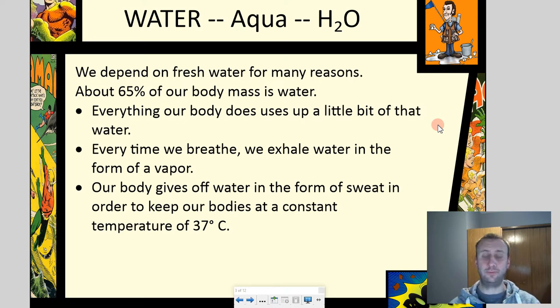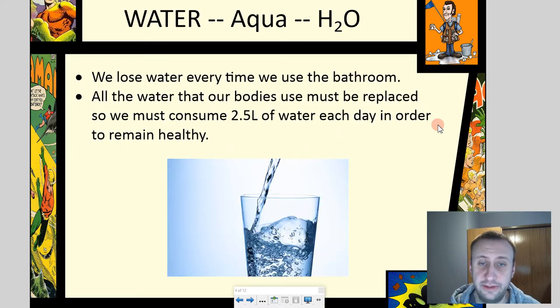This is why when you first step out of the shower, you feel very cold. It's because the water on your skin is evaporating off of you and it is cooling down your skin as a result. It's like you have sweat on you, but it's not sweat, it's water. So water is very important, obviously, to us and to life. We lose water every time we use the bathroom, both pee and poop, right?